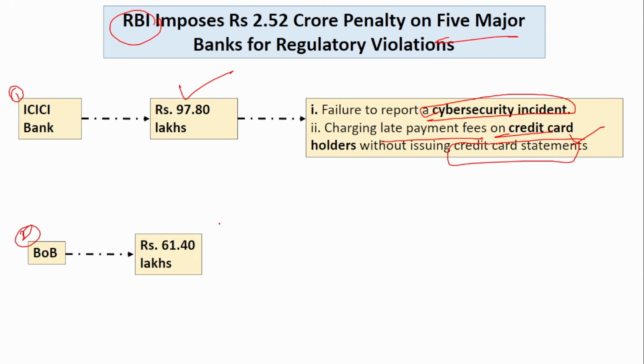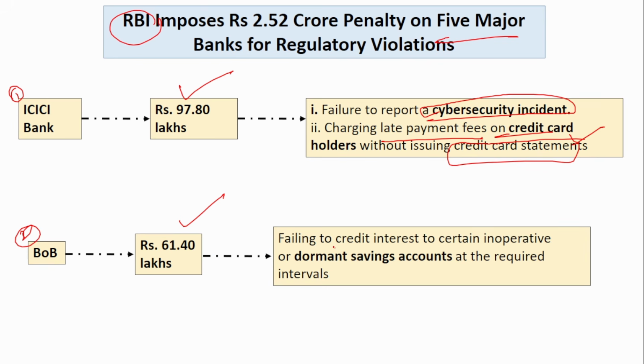Next is Bank of Baroda, 61.4 lakhs, and the reason is failure to credit interest to certain inoperative accounts at the required intervals. On a regular interval, the savings bank interest has to be credited to the bank accounts. In certain banks they credit every month, in certain banks once in 3 months, that is quarterly interest payment. But in inoperative accounts, which have not been in operation for 1 or 2 years, the regular interest payment has not been done. If a bank usually pays once in 3 months, there was a discrepancy, that is, it paid only once in 6 months or once in 9 months.